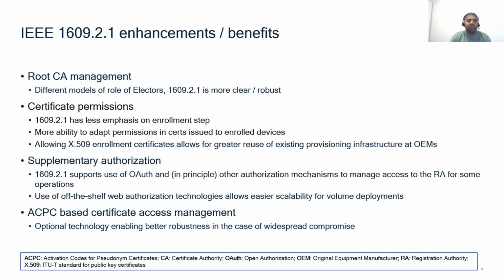Then we have certificate permissions. So 1609.2.1 has a bit less emphasis on the enrollment step. There is an ability to adapt permissions in certificates issued to enrolled devices. And in this standard, we also allow X509 enrollment certificates to enable greater use of existing infrastructure at the automotive OEMs.